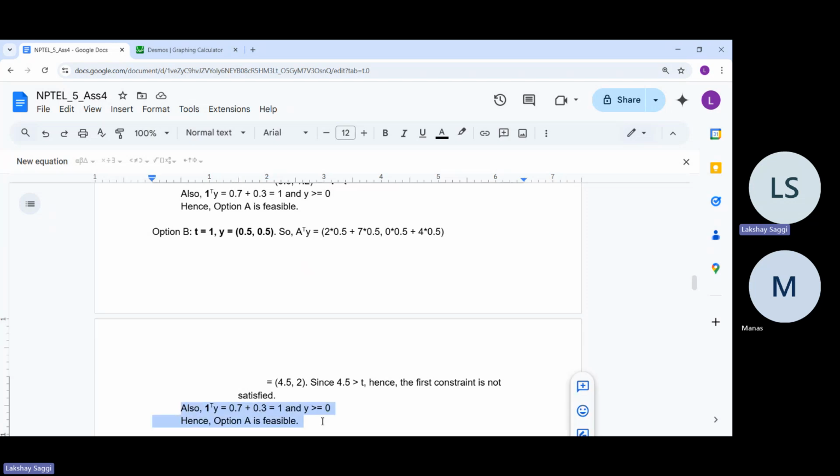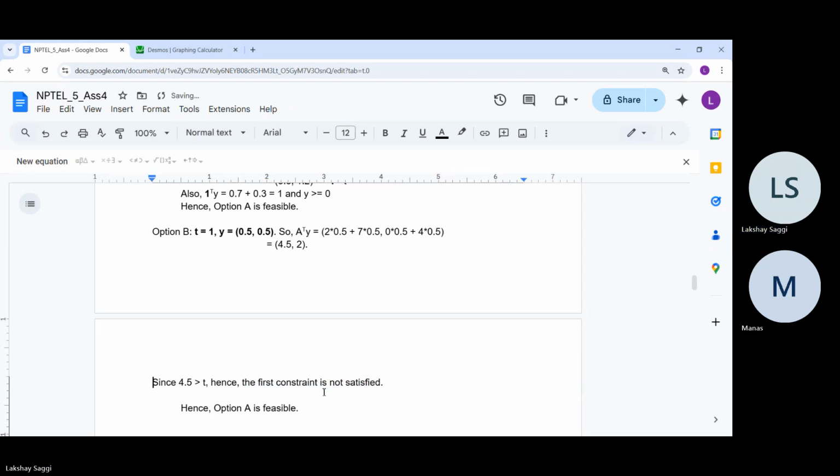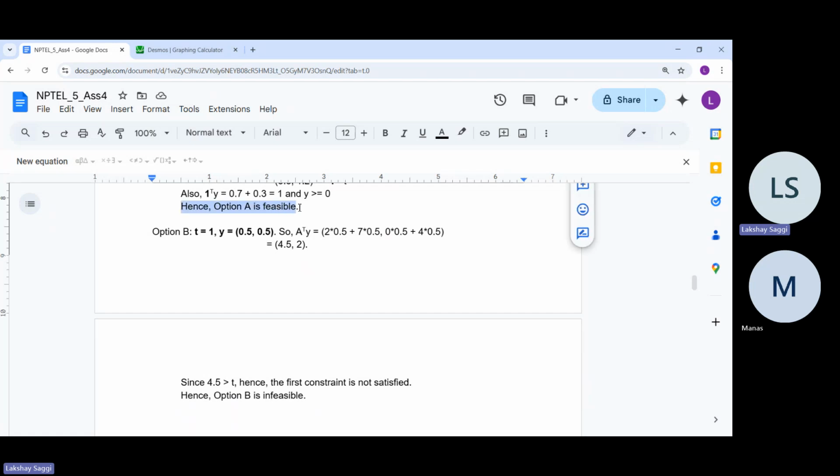So since we have found at least one constraint which is not satisfied, then this just means that, so we don't need to check for other constraints because we have found already one constraint which is infeasible. So this solution will be infeasible. So option A is feasible, but option B is not feasible. I just underline these answers.